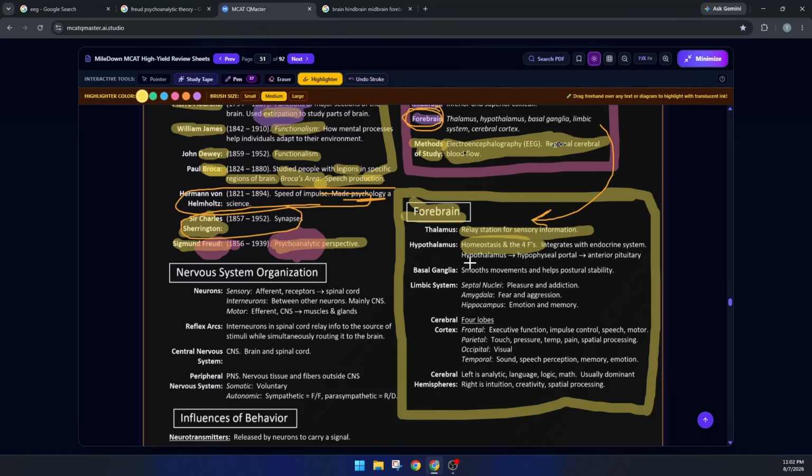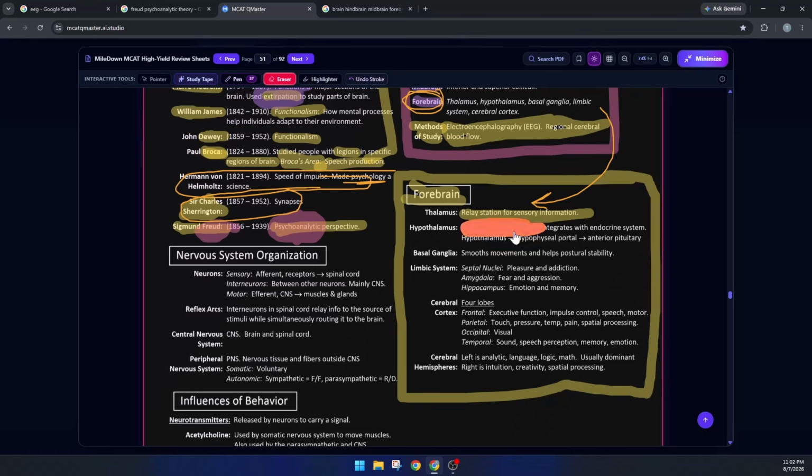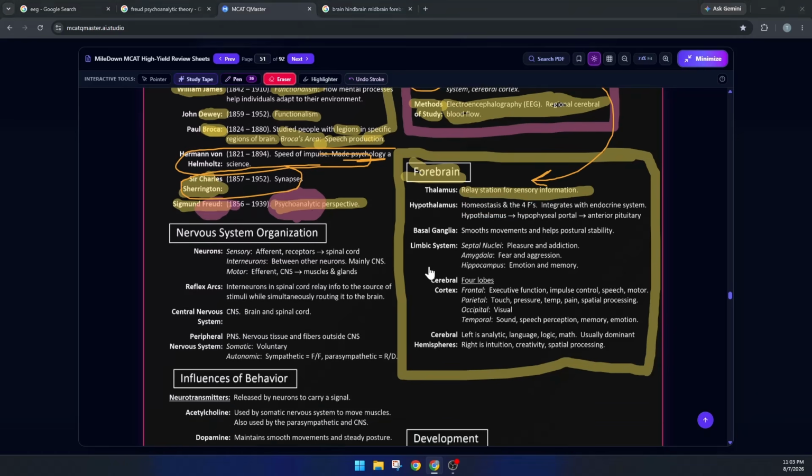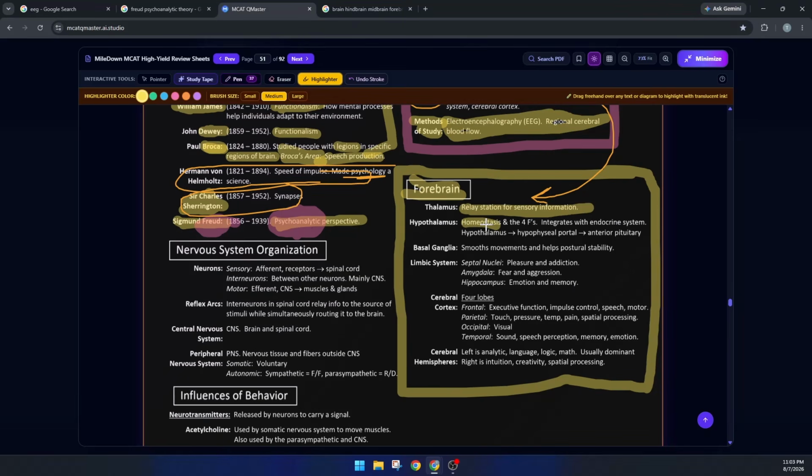Integrates with endocrine system, hypothalamus, hypophyseal portal, anterior pituitary. So what does homeostasis mean first? We'll start there. Homeostasis basically means that your body wants to maintain balance, okay? A lot of things in nature want to do that. For example, your body wants to regulate body temperature. It wants to regulate your water balance, your circadian rhythms.